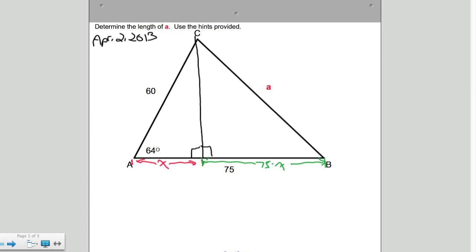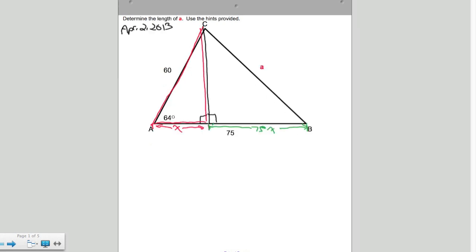Yes, Christian. Oh, 75 minus x? I thought it was times x. Sorry, it's minus x. If that wasn't clear, 75 minus x. Okay? Good? 75 minus x, right? So that little trick that we used a couple of times now.